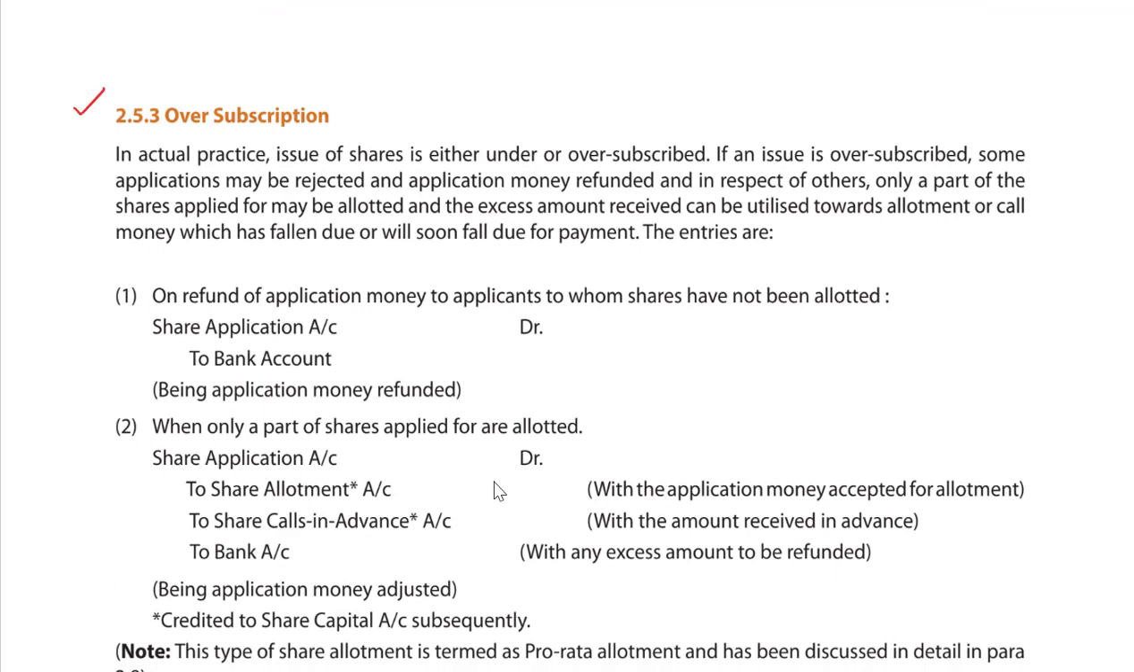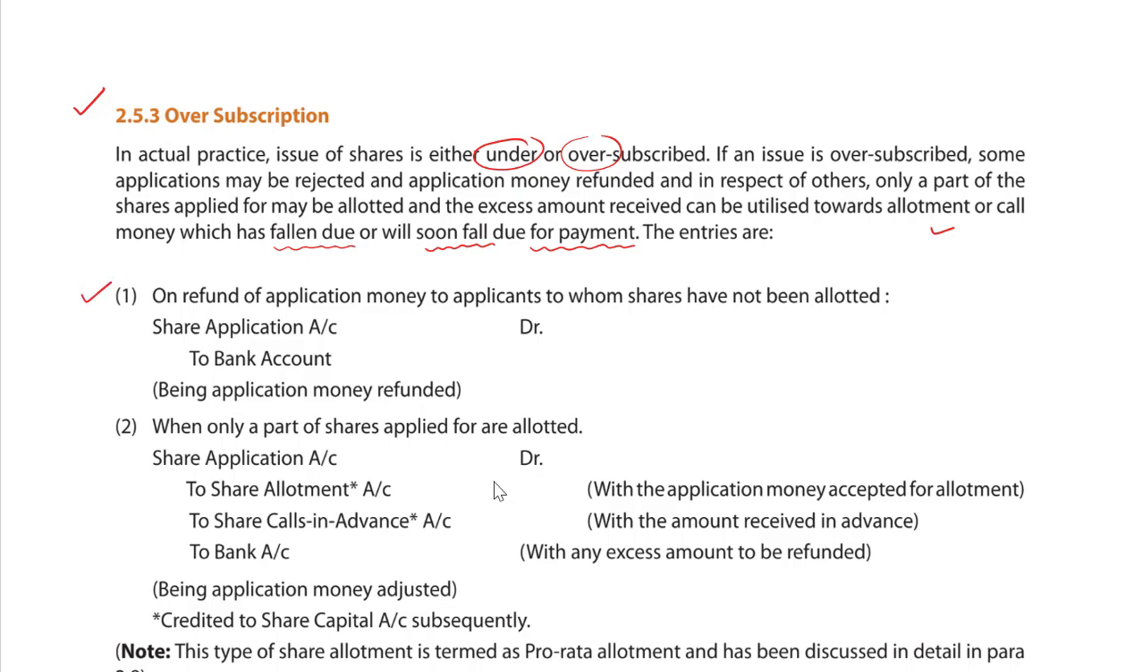Oversubscription. In actual practice, issue of share is either under or oversubscribed. If an issue is oversubscribed, some applications may be rejected and application money refunded, and in respect of others, only a part of the shares applied for may be allotted, and the excess amount received can be utilized towards allotment or call money which has fallen due or will soon fall due for payment.